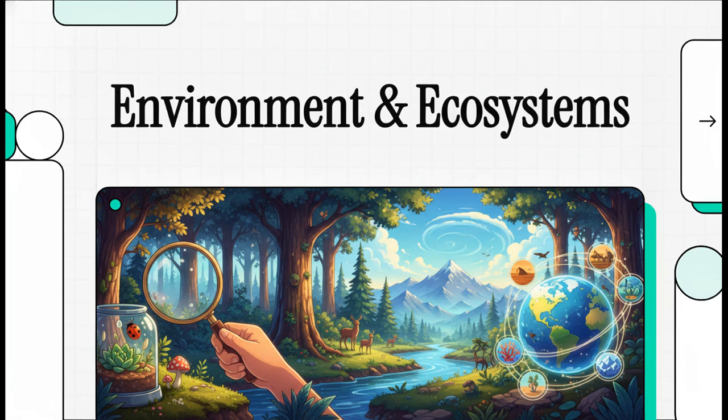Welcome to this explainer. Today, we are going on a fascinating journey of scale. We're going to start by zooming way in on our immediate everyday surroundings, and then, step by step, we'll zoom all the way out to look at the massive, interconnected machinery of the entire biosphere. This whole thing is about decoding the invisible rules that govern life on Earth, and it is absolutely mind-blowing.